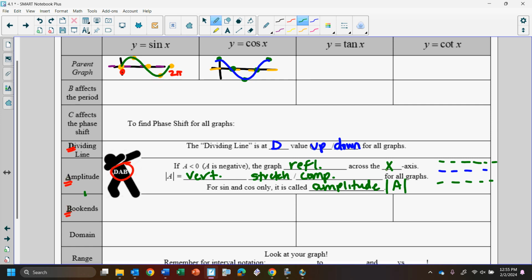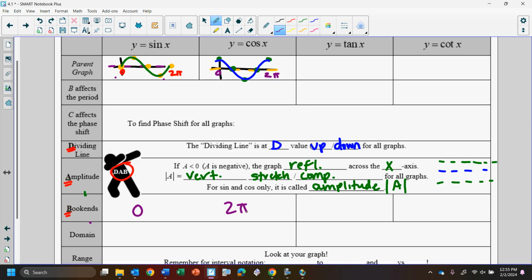And the last thing that DAB is going to do, the B, is called the bookends. And the bookends is where do you start and end the graph. Okay? So for a sine graph, and for a cosine graph, sorry, I forgot to label that. Sine and cosine both always start at 0 and end at 2 pi. So those are the bookends. 0 to 2 pi. Okay? 0 to 2 pi are the bookends.